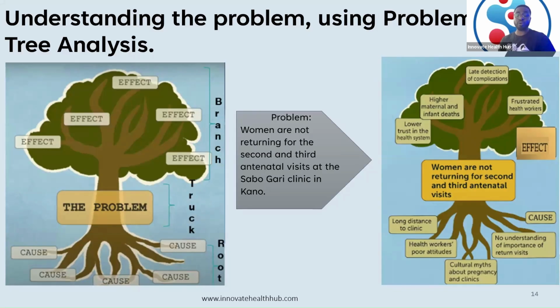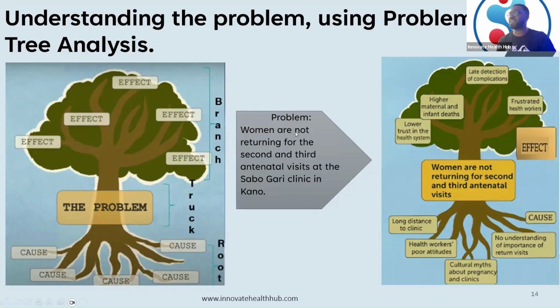They don't even have understanding. Why should I come for the second one? I've been there for the first one. They gave me maybe a net and other stuff. Why should I come? But again, what is the impact of this? What is the effect? Then we go to the branches, right? One of them is that there is lower trust in the health system. Of course, higher maternal and infant death is a big one. And there will be late detection of complications and frustrated health workers. If the mothers are not coming back, they'll be frustrated because they are not achieving the goals.